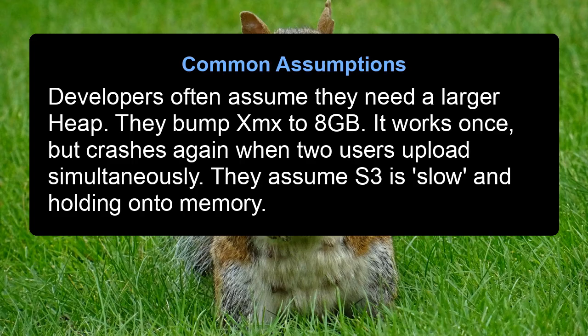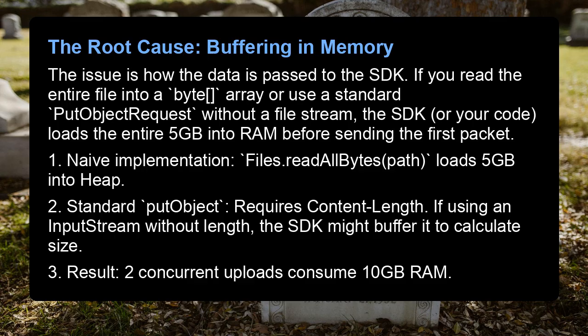Common assumptions. Developers often assume they need a larger heap. They bump Xmx to 8 gigabytes. It works once, but crashes again when 2 users upload simultaneously. They assume S3 is slow and holding onto memory. The root cause: buffering in memory. The issue is how the data is passed to the SDK.